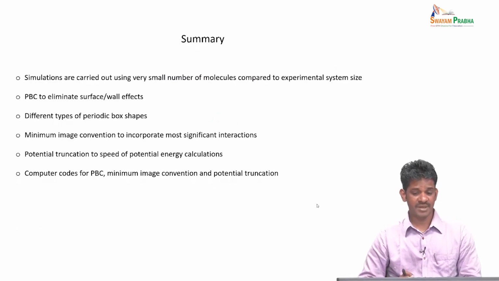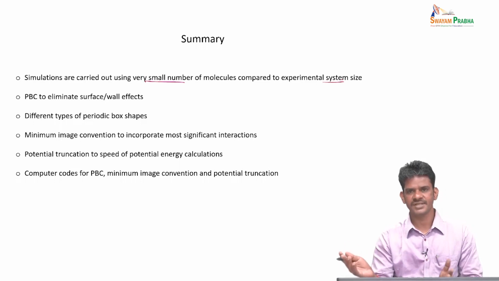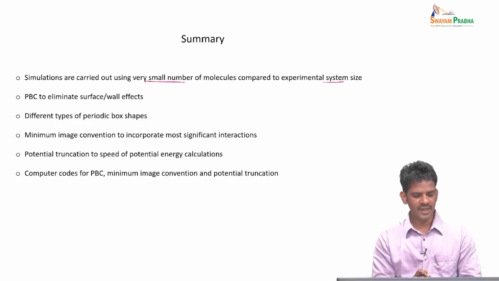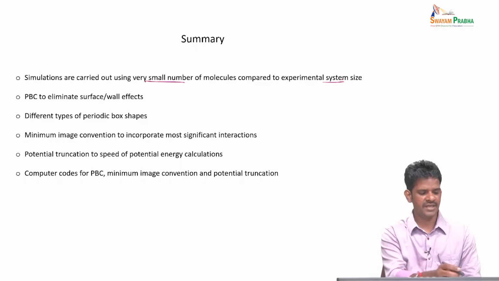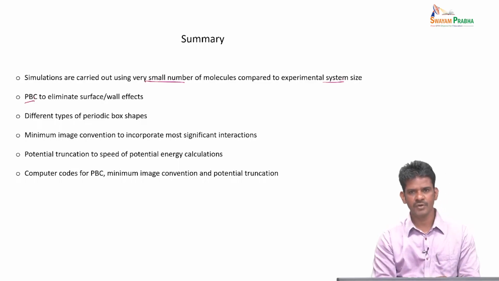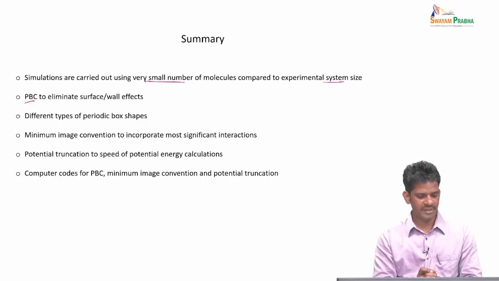So what I'd like to summarize about this lecture is that the important point to remember is that simulations are always carried out with a very small number of molecules compared to an experimental system size. That is because of the limitation of computing power. And we can eliminate these surface effects or boundary effects by properly implementing periodic boundary conditions, so that even though the simulation has a very small system size, you can still compute bulk properties.